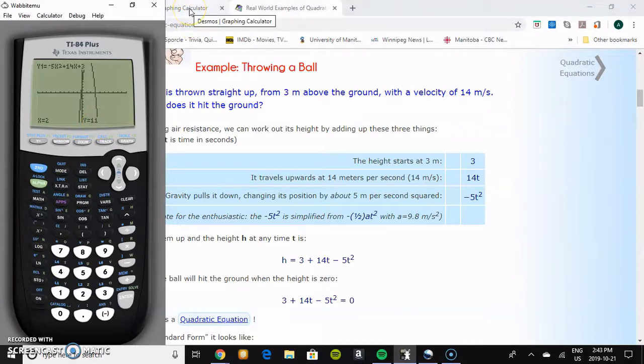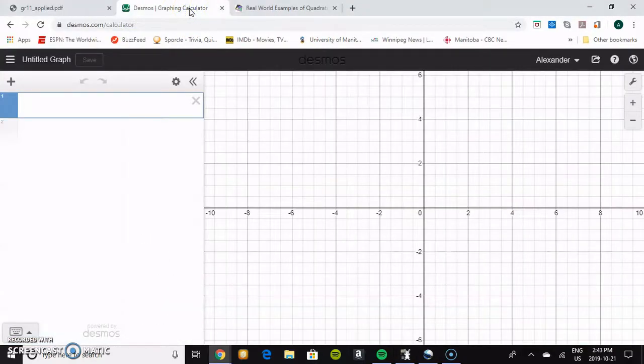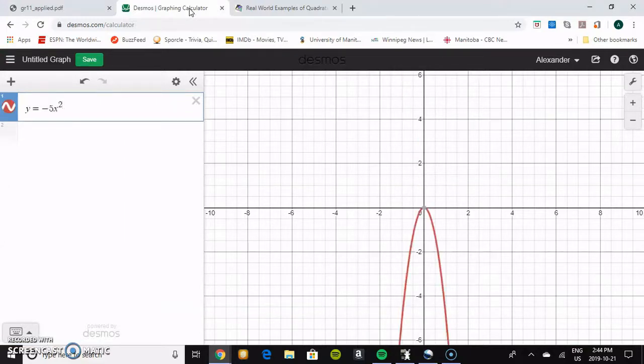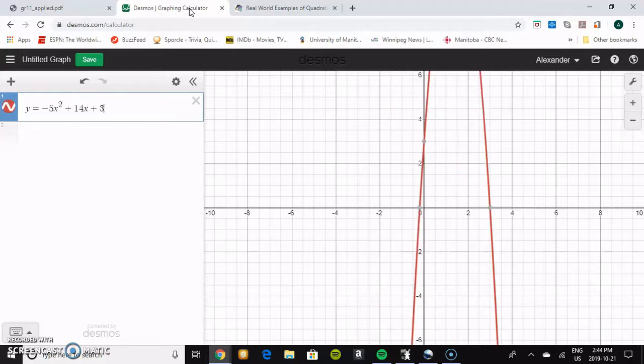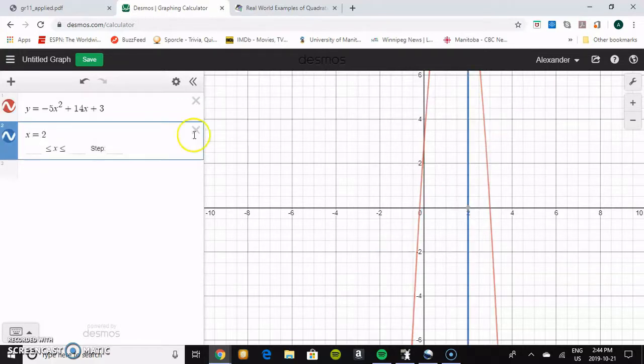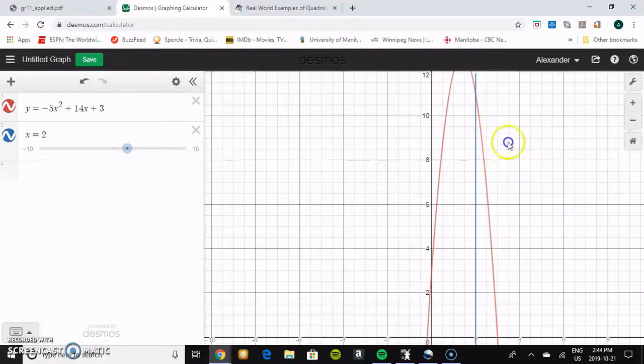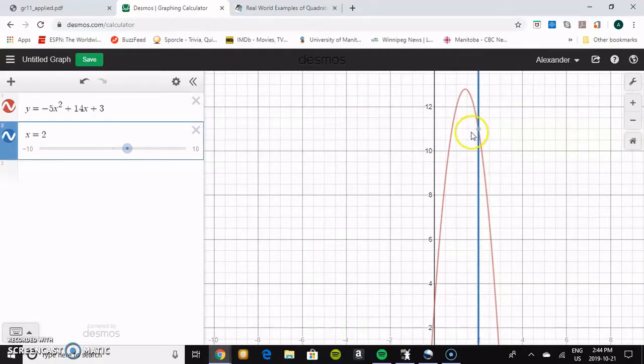Now if we wanted to do this using Desmos, we could just enter y equals -5x squared plus 14x plus 3, and just click on that point, and we can see that the ball will hit the ground after 3 seconds. And if we wanted to find how high it is after 2 seconds, we can make a second line at x equals 2, and click on the point where they intersect, and we see that the ball will be 11 meters high after 2 seconds. So again, it only took a fraction of the time to find the answers using Desmos.